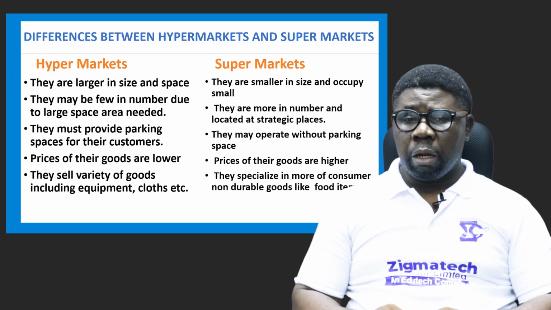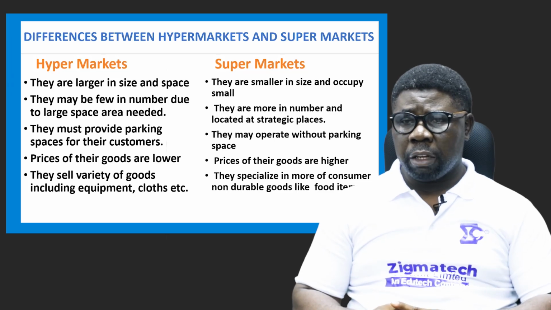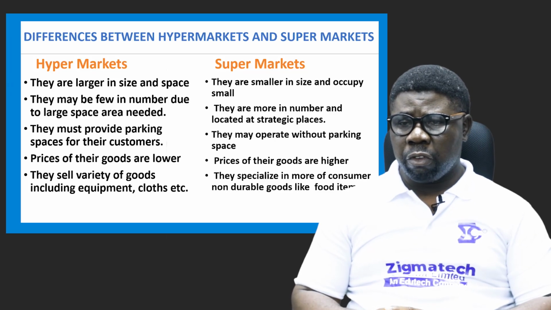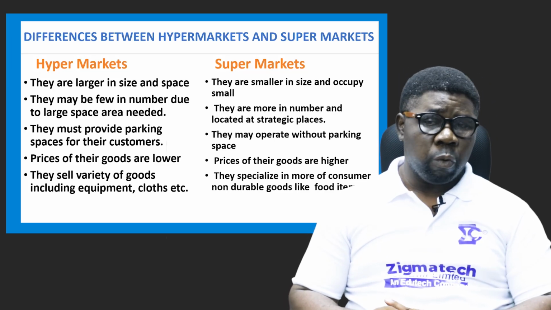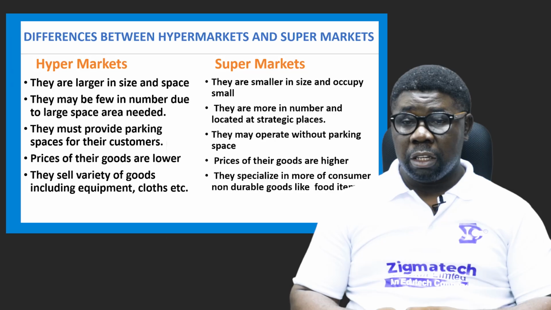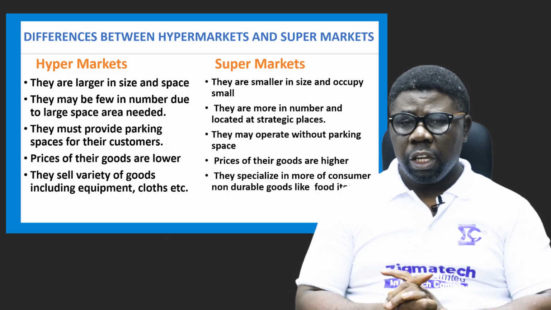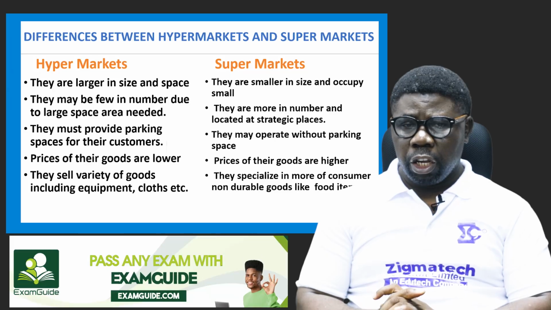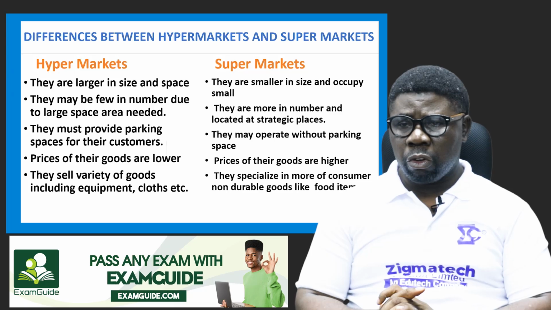Okay. Then for hypermarkets, prices of their goods are lower than the supermarkets. For the supermarket, they have goods of higher prices, because the hypermarket buys in larger quantity. They can buy in batches of output from the manufacturer, so they have a lower price per unit compared to supermarkets. So they could sell at a lower price than the supermarket. They sell a variety of goods as well, including equipment, clothes, and so on. But supermarkets concentrate more on consumer and non-durable goods, like food items, etc.